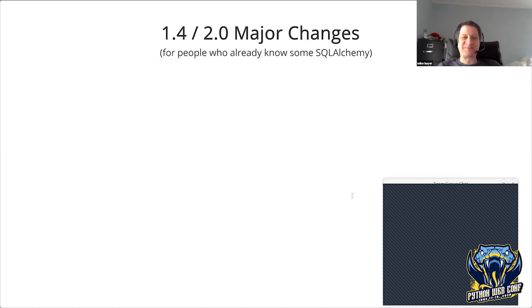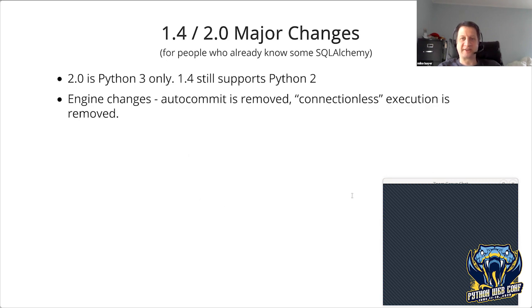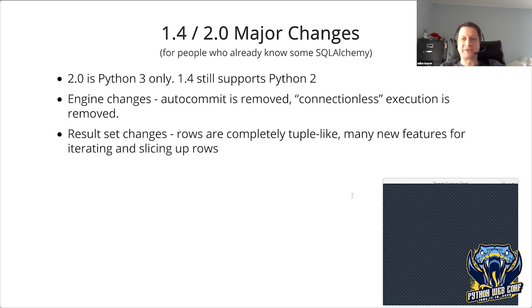Major changes for 2.0, it'll be Python 3 only. We're still doing Python 2 for 1.4 because we're nice like that. People still are straggling on Python 2. Engine is going to get very refined. The engine level auto commit will be removed, but there will be another way to do auto commit. Connectionless execution is removed. The result set is very refined. It's got many new features. Rows are completely tuple-like, and a lot of nice stuff with results.